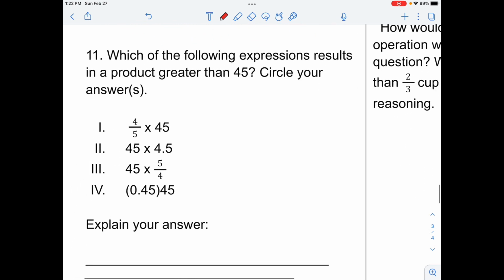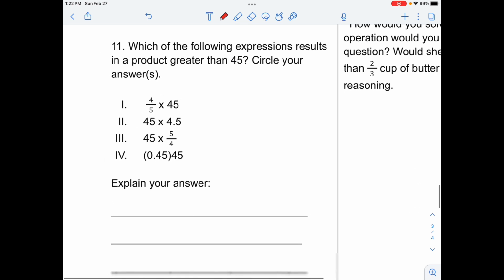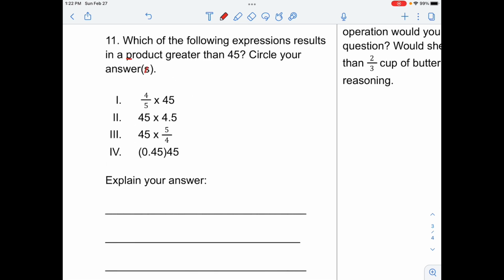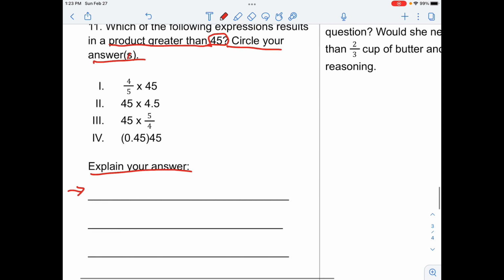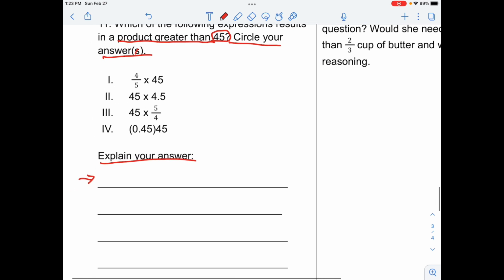Okay, number 11. Which of the following expressions results in a product greater than 45? Circle your answer. Explain your answer. Okay, so we're using reasonableness for this. As you look at 1, 2, 3, 4, which answers would be greater than 45 and why? So you're going to explain right here, and you can also put it in the open-ended question in the Edpuzzle.